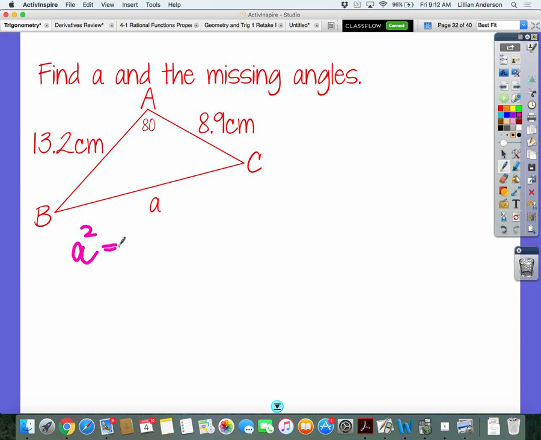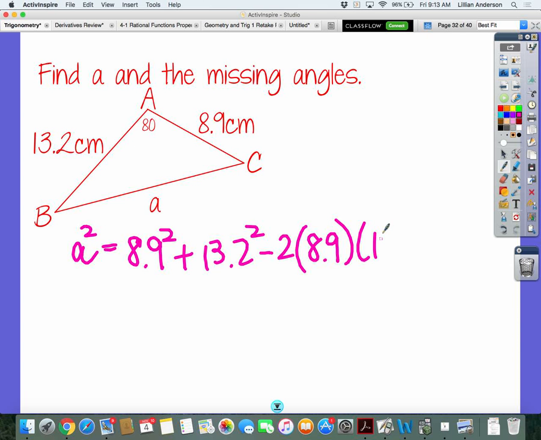The rest of the formula says what? B squared plus C squared minus 2BC cosine A. A is 80 degrees. And literally, if you write it down, you can type this entire line into your calculator.